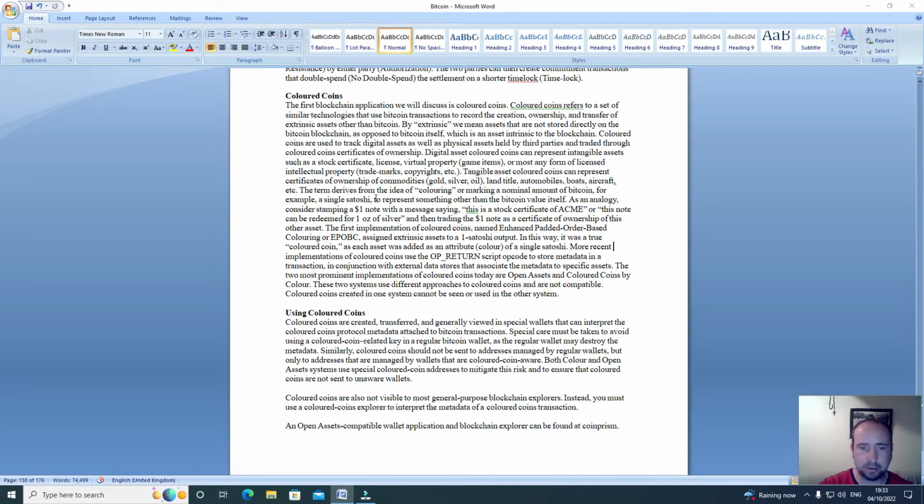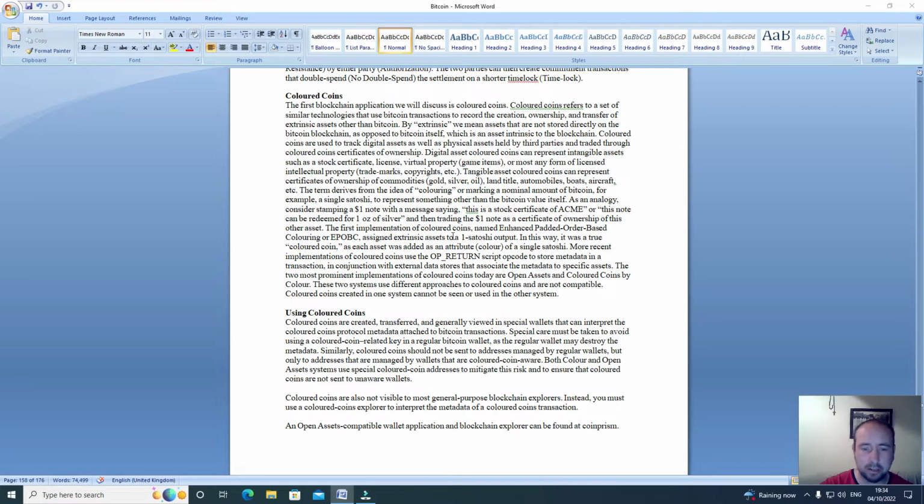The term derives from the idea of coloring or marking a nominal amount of Bitcoin, for example, a single Satoshi, to represent something other than the Bitcoin value itself. As an analogy, consider stamping a $1 note with a message saying, "This is a stock certificate of Acme," or "This note can be redeemed for 1 ounce of silver," and then trading the $1 note as a certificate of ownership of this other asset.